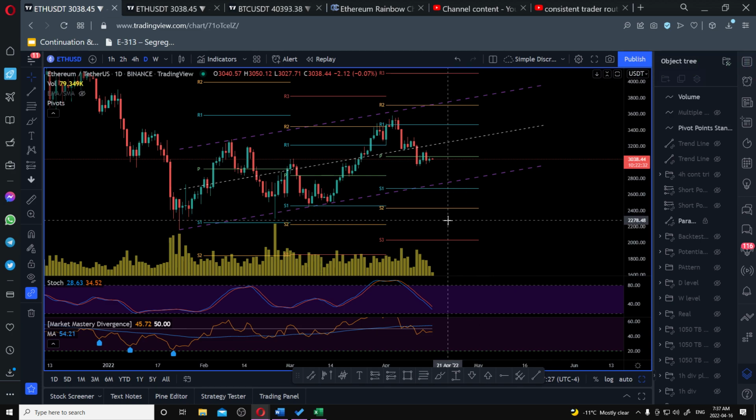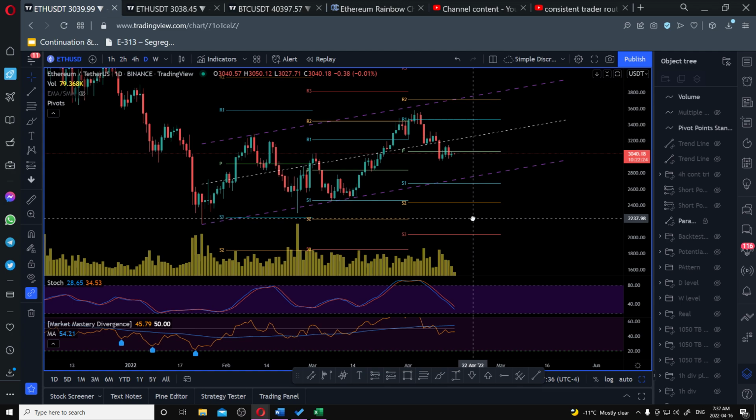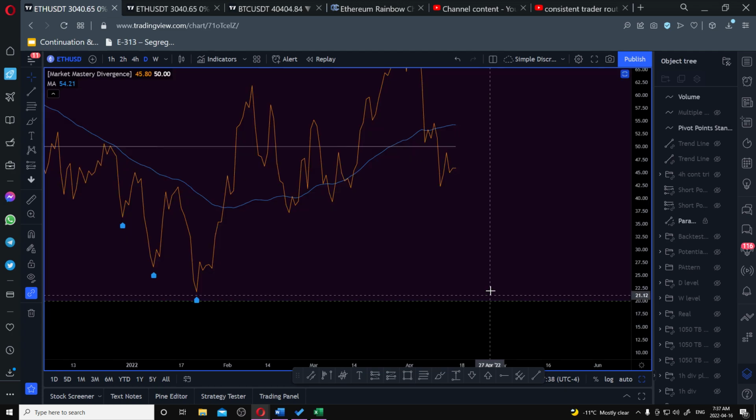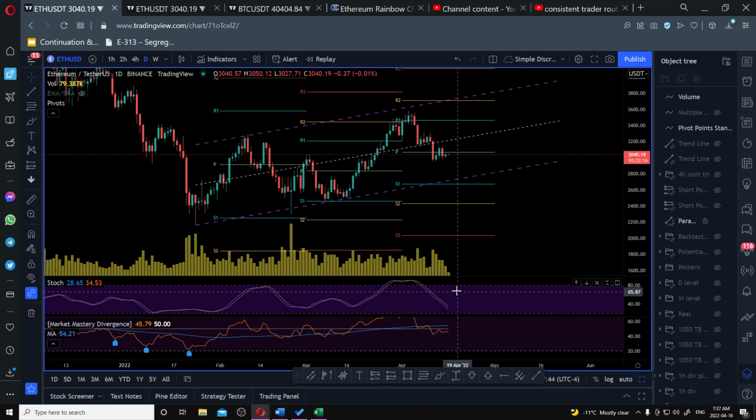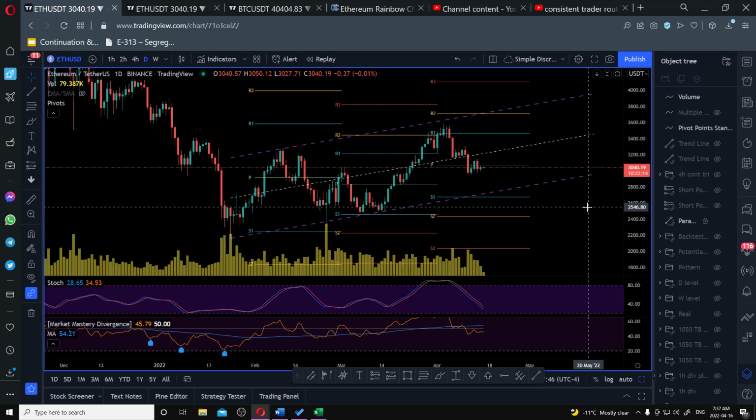In this video, we will be covering Ethereum from the daily time frames all the way to the 1 hour time frame. Now, starting off on the daily, we do see that we are still trending in this rising channel. Now, our momentum is towards the downside with the RSI below that 50 moving average and the stochastics expanding towards the downside. So in general, the momentum is towards the downside.